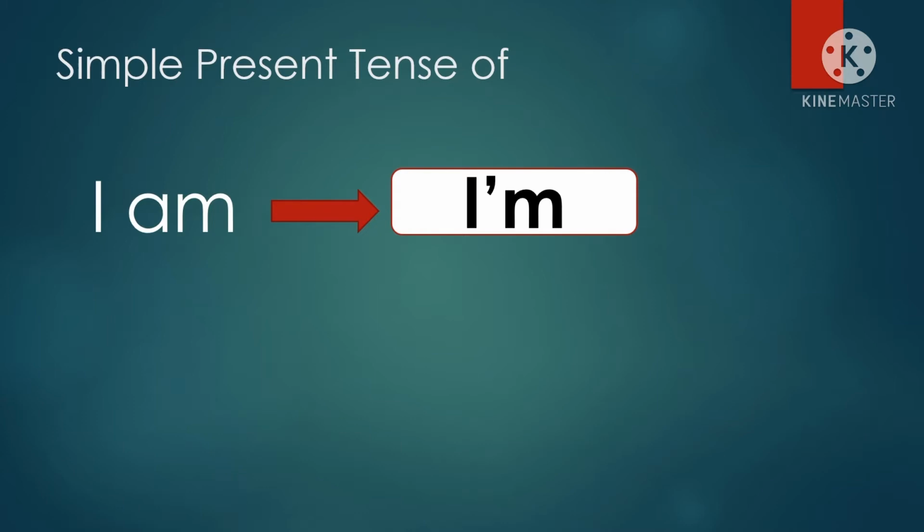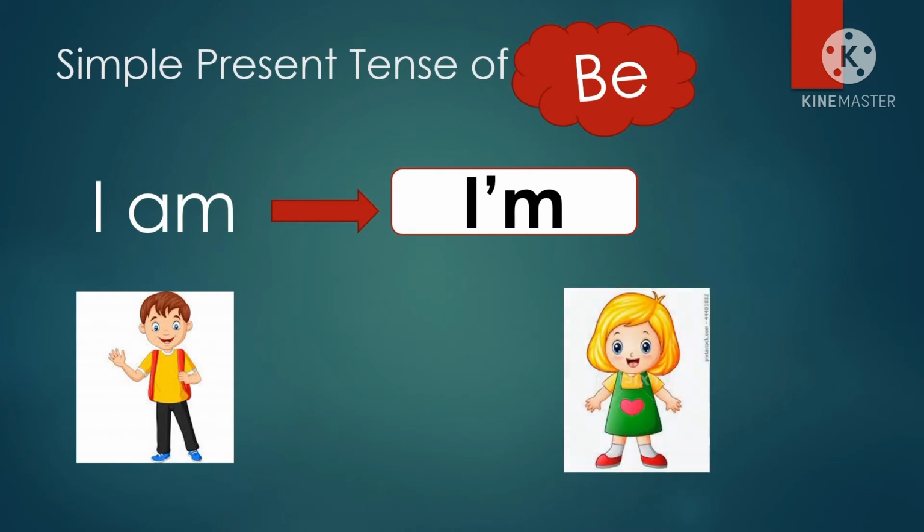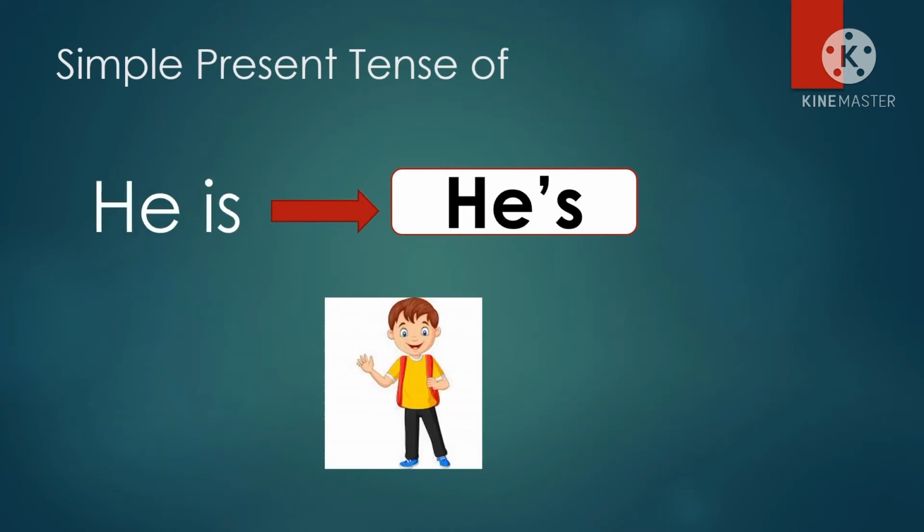Okay, so today we will learn about the simple present tense of be. The first one is I am. I am. We can also write it like I'm. This is for one person, either a boy or a girl. It represents yourself. So we use I am, or we can write it as I'm.